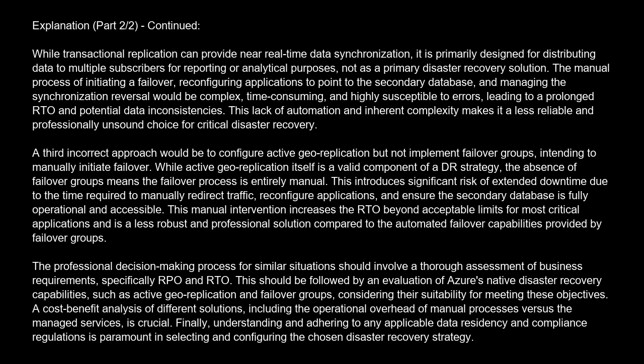A third incorrect approach would be to configure active geo-replication, but not implement failover groups, intending to manually initiate failover. While active geo-replication itself is a valid component of a DR strategy, the absence of failover groups means the failover process is entirely manual. This introduces significant risk of extended downtime due to the time required to manually redirect traffic, reconfigure applications, and ensure the secondary database is fully operational and accessible.